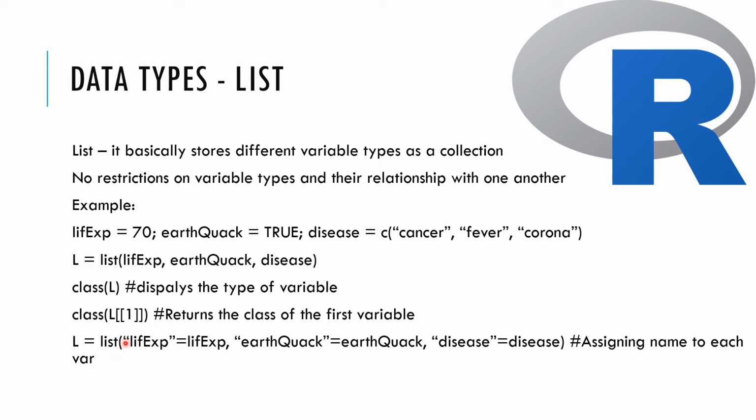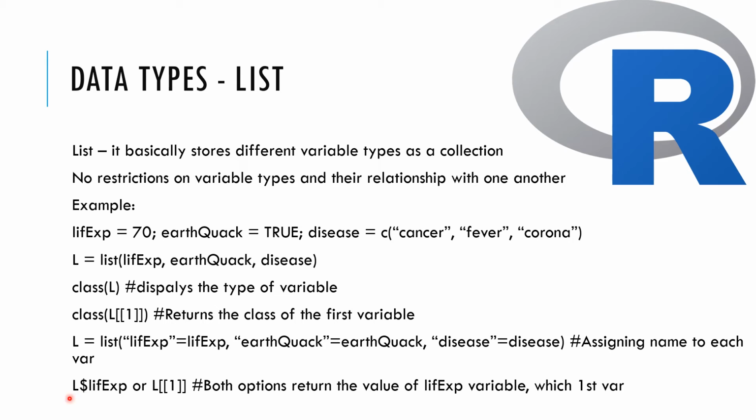This is another way of creating lists where you are assigning names to each variable. So you can write the name of each variable in double quotation marks, and this way it will create a list with the variables along with their names. This is another way of displaying a particular variable in the list. Either you use the $ sign, if you have only assigned the name, you can use this method. Otherwise, you'll have to use this double bracket method to display the variable.